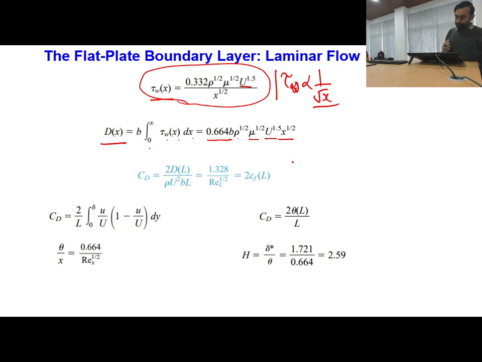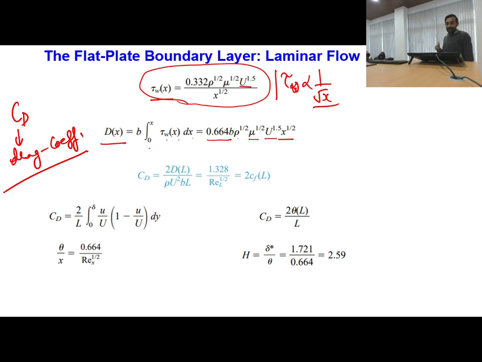Now, one important term is called the drag coefficient, CD. So if I calculate the drag for the entire plate, the limit of x will be from 0 to L. Is this one clear? For the entire plate, my limit will be 0 to L. x is up to any arbitrary value of x. If I have to calculate the drag for the entire plate, then it will be 0 to L.